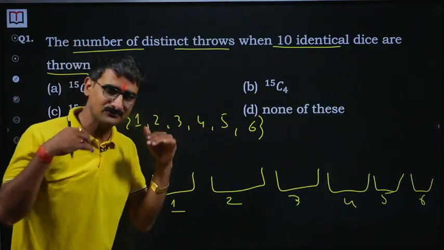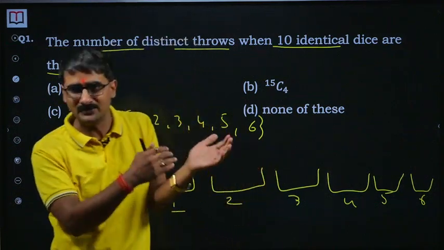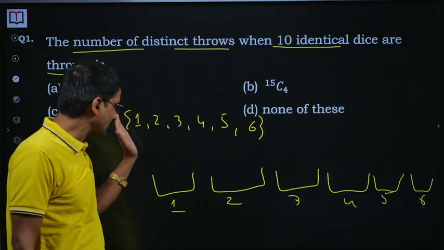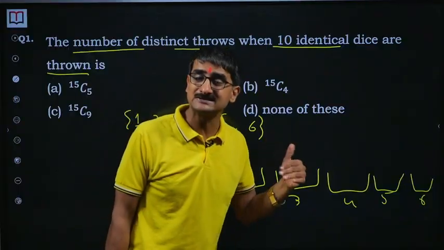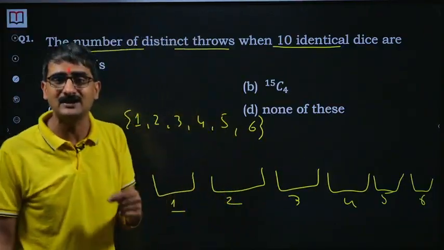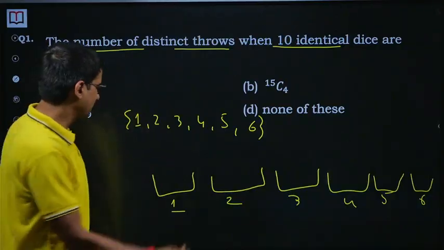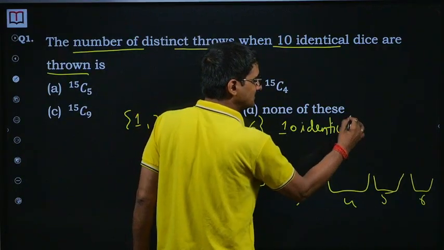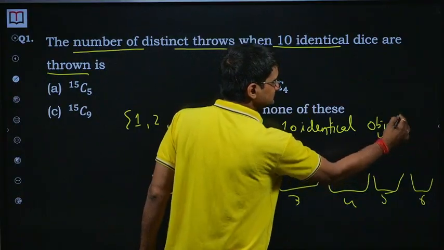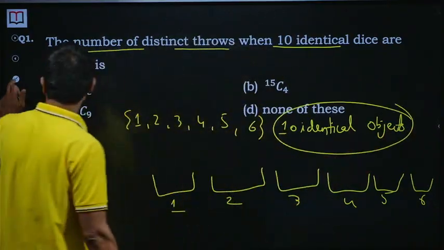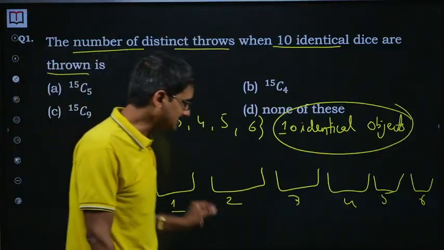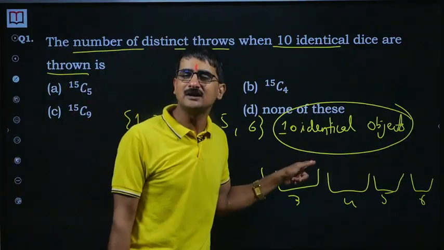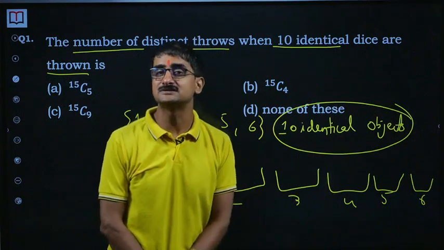So I'm seeing this question in the reverse direction. I'm seeing them as 6 distinct boxes and 10 identical dice, as 10 identical objects. So 10 identical objects with 6 distinct boxes. In how many ways can we put these 10 identical objects in 6 distinct boxes?